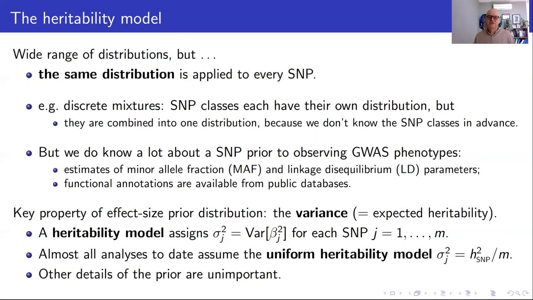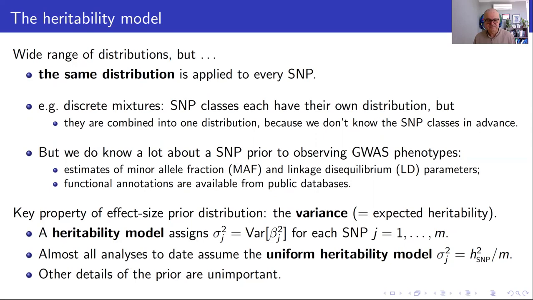But we would argue that we do know a lot about SNPs prior to observing the GWAS phenotype data. We can get estimates of minor allele fraction or linkage disequilibrium parameters, either from the genetic data, ignoring the phenotypes of the study at hand, or from reference databases. And we've now got a ton of information on functional annotations available from public databases. Our argument is that these should inform the prior in a way that has not generally been the case in the past.